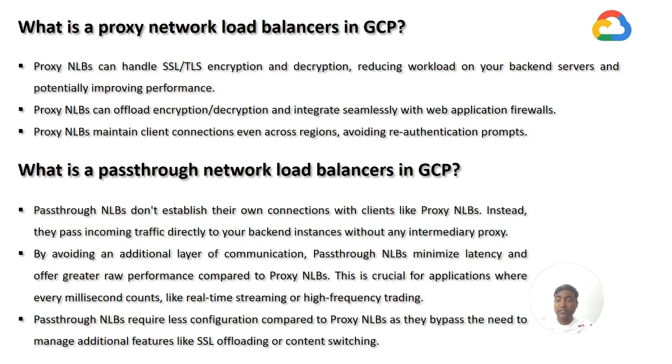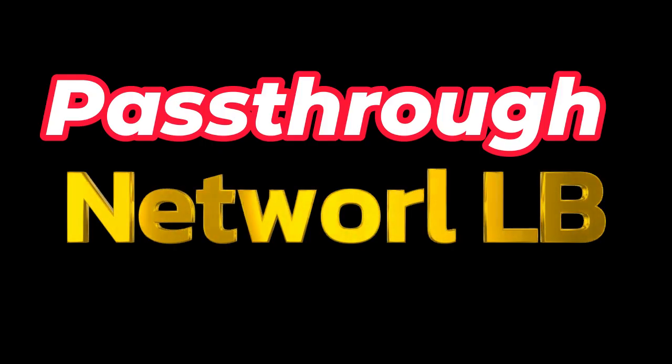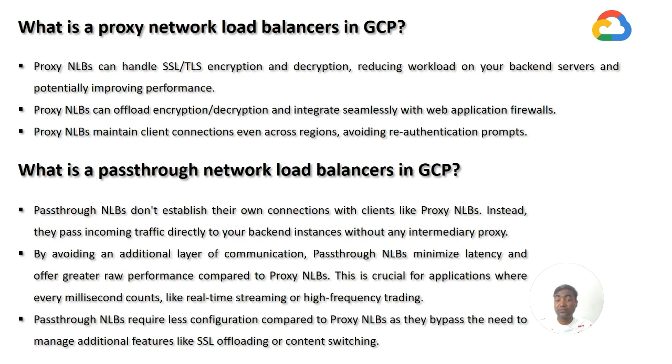Guys, now we'll discuss what a pass-through network load balancer is in GCP. In GCP, pass-through network load balancers offer a simpler and more efficient alternative to regular NLB. They operate at layer 4, TCP and UDP, similar to standard NLB, but with a key difference: direct connection. Pass-through NLB does not establish its own connection with clients like proxy NLB. Instead, it passes incoming traffic directly to your backend instances without any intermediary proxy. This results in several advantages like faster performance, simpler configuration, preserved client IP addresses, and more.